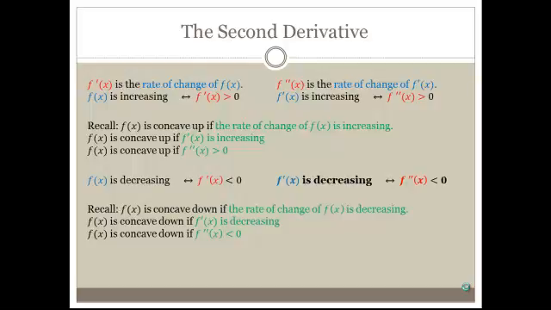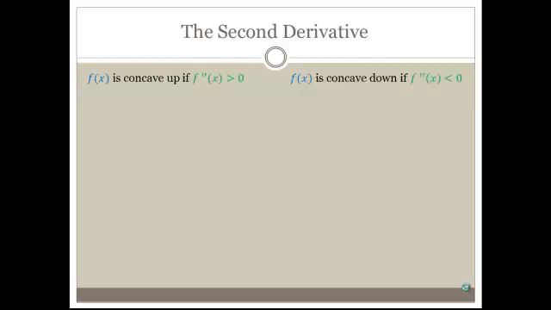So to sum up, we have that f of x is concave up if its second derivative is positive, and f of x is concave down if its second derivative is negative. To put a picture to this idea, if the second derivative is positive, indicated by the two plus signs, then we are happy and concave up. However, if the second derivative is negative, then we are sad and concave down.